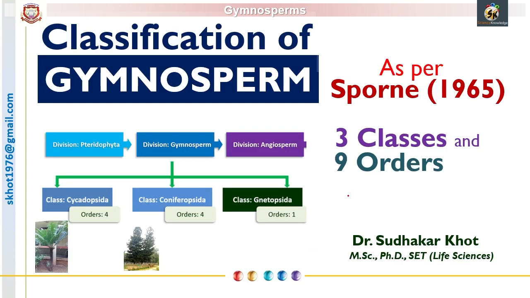So we can briefly summarize this classification. Sporne divided gymnosperms into three classes: Cycadopsida, Coniferopsida, and Gnetopsida. And the classes are further divided into a total of 9 orders: 4 orders belong to Cycadopsida, 4 orders to Coniferopsida, and 1 order in the class Gnetopsida. With reference to the exam, these points are very important.